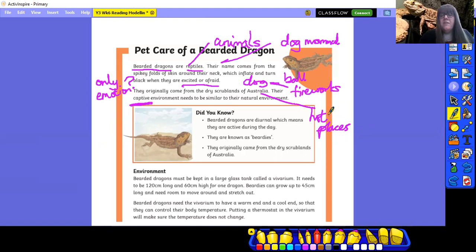So although we're having the same theme as the same animal, we're looking at two sides this week. The reading side of it will be linked to the pet care of the animal and how it is as a pet. And the writing lessons will be linked to the bearded dragon being out in the wild of the dry scrublands of Australia.